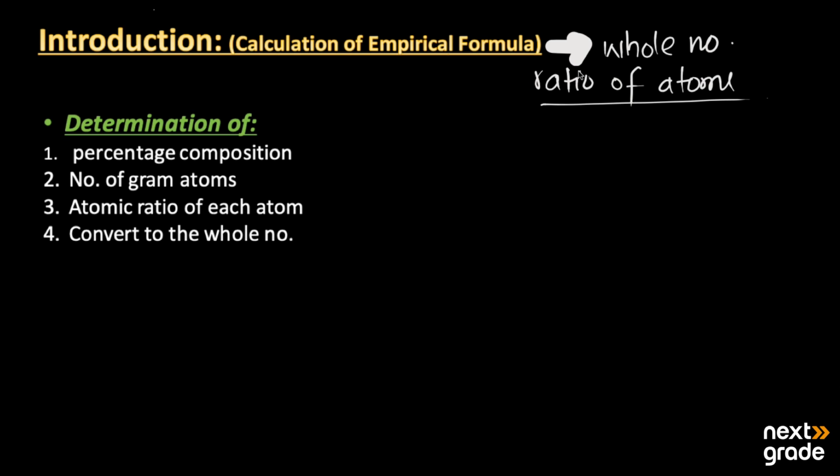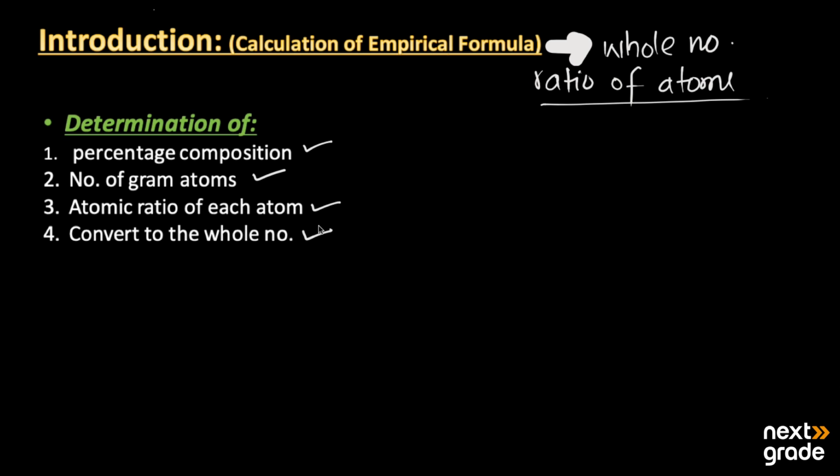For the determination of the empirical formula, there are basically four steps. The first step is to find the percentage composition of the compound. Then we have to find the number of gram atoms. Third, we find the atomic ratio of each atom. And the fourth is to convert it into whole numbers. For this we have to use different formulas.